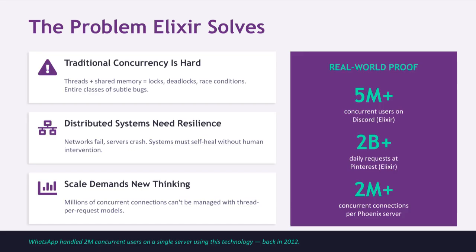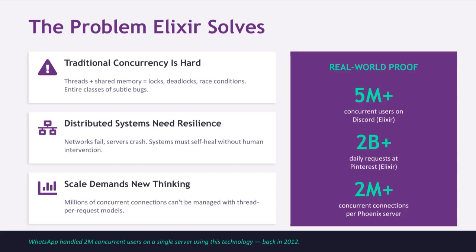Second, distributed systems need resilience. Networks fail, servers crash. A robust system needs to self-heal without a human waking up at 3 a.m. to restart a process. Third, scale demands a new model. You simply cannot manage millions of concurrent connections using a thread per request approach. The math doesn't work.